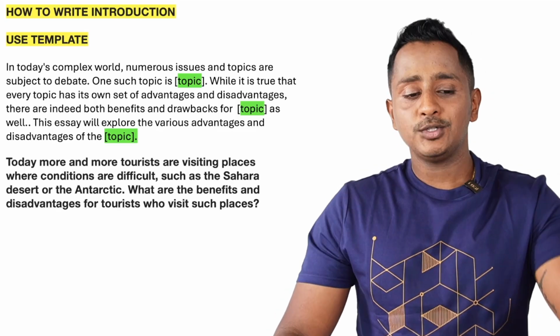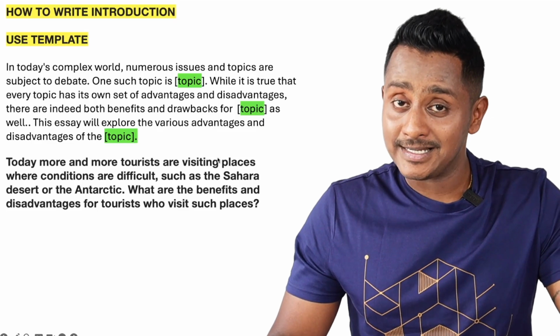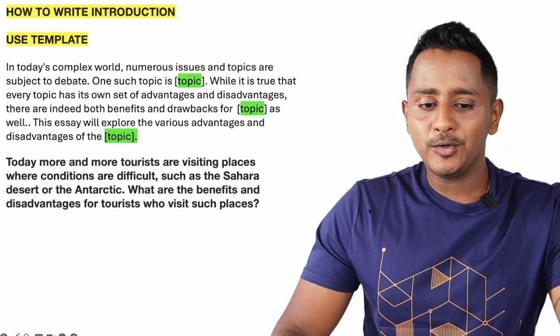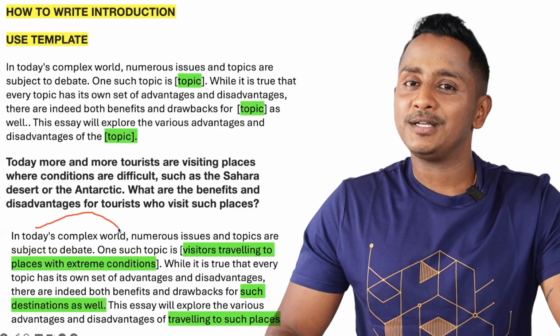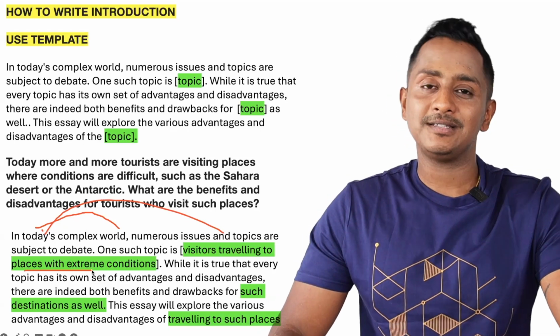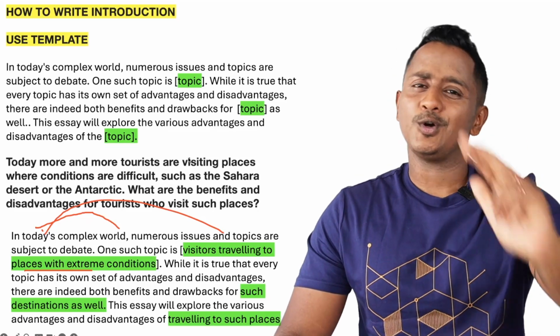So this is the question: Today more and more tourists are visiting places where conditions are difficult, such as the Sahara Desert or Antarctic. That's the topic statement. So how do we do it now? Very simple. Just have a look at the screen. In today's complex world, numerous issues and topics are subject to debate. One such topic is visitors traveling to places with extreme conditions. I'm going to summarize it and do it.